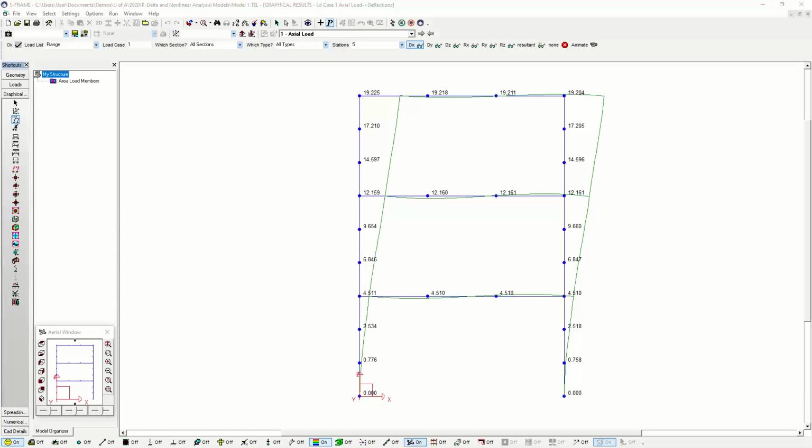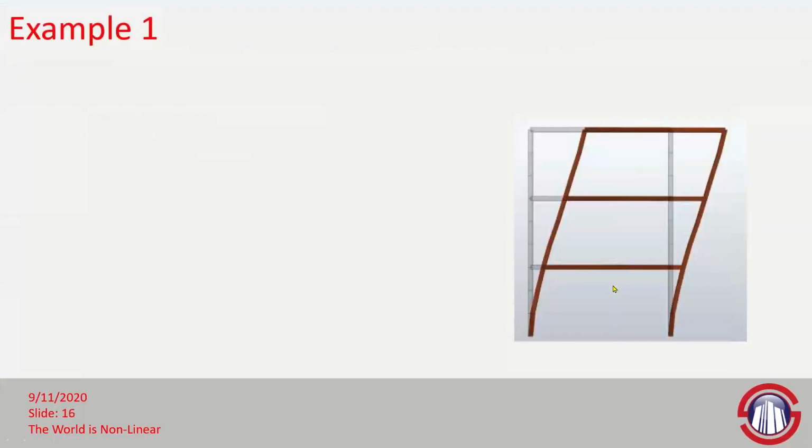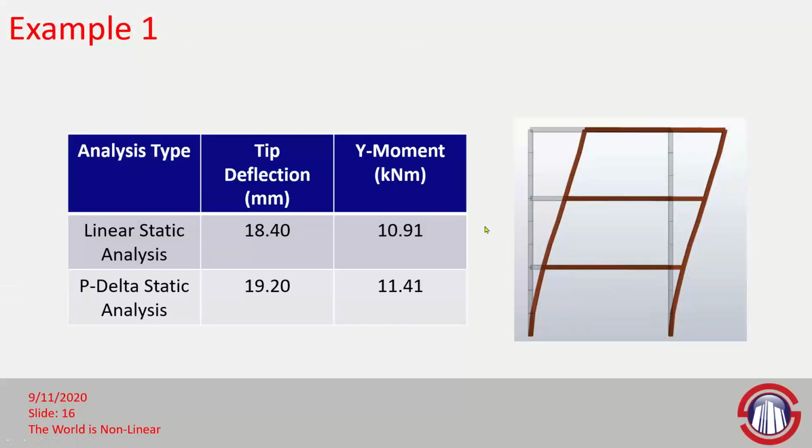Now, if I go back into my slides here, I actually have a bit of a comparison between these. I was just comparing basically linear static analysis versus P-Delta static analysis, and we can see that we're getting a difference. It's less than 5% for deflection, but you can see that the results do vary between the two models. Despite the fact that the models are identical, the way that we're interpreting the response is different. P-Delta static analysis is considering that updated stress stiffness matrix from the original loading and geometry.